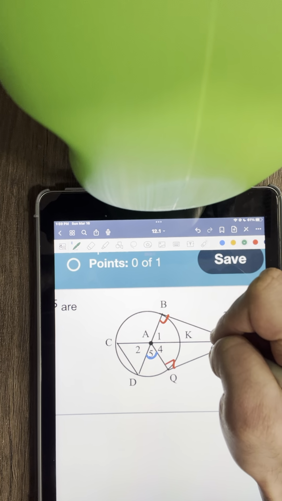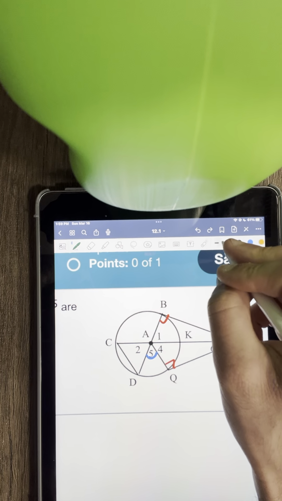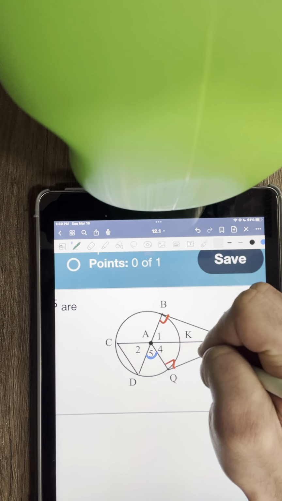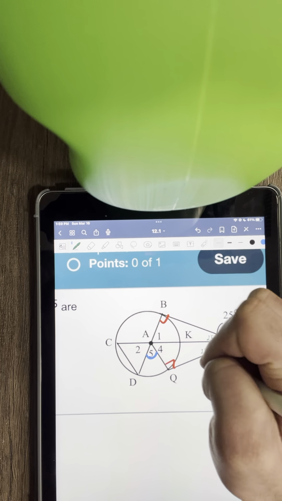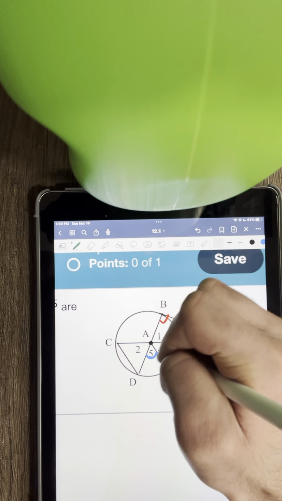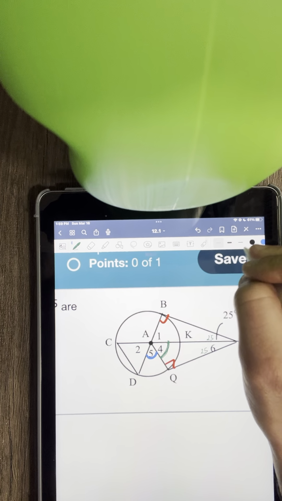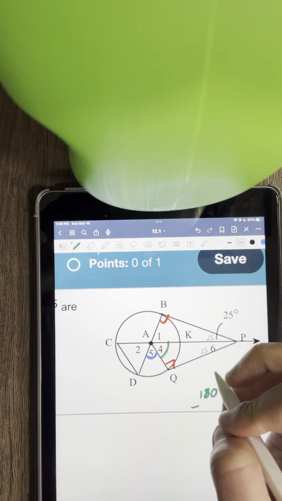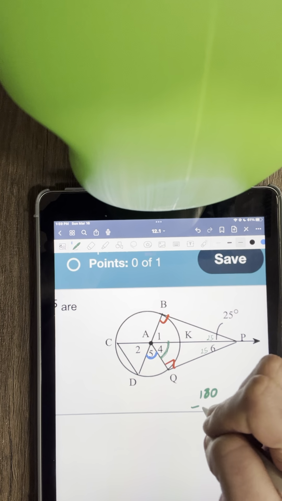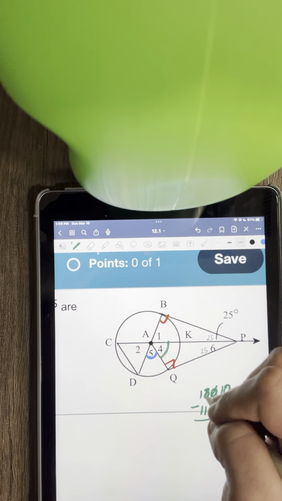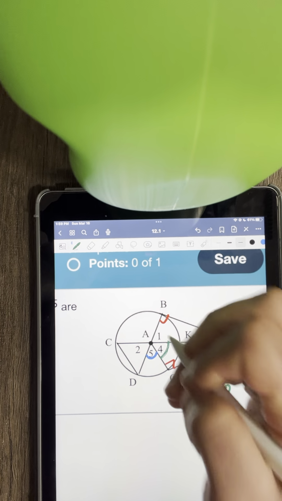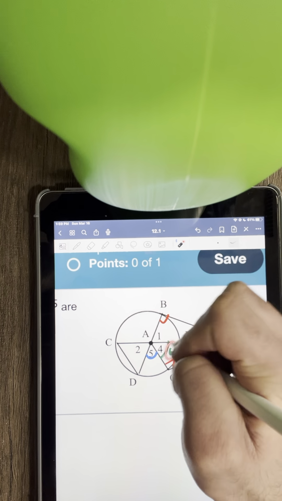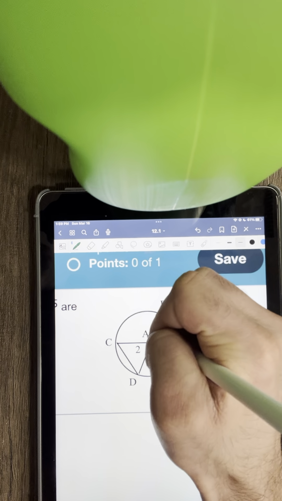So now, if this little angle right here is 25, then that means this 6 also has to be 25. So now, if this is 25 and this is 90, what does this have to be? Well, let's find out. So 180 minus, what's 90 plus 25? 115, right? So 65. So that means this 4 has to be 65. And if this is 65, then this has to be 65 as well.